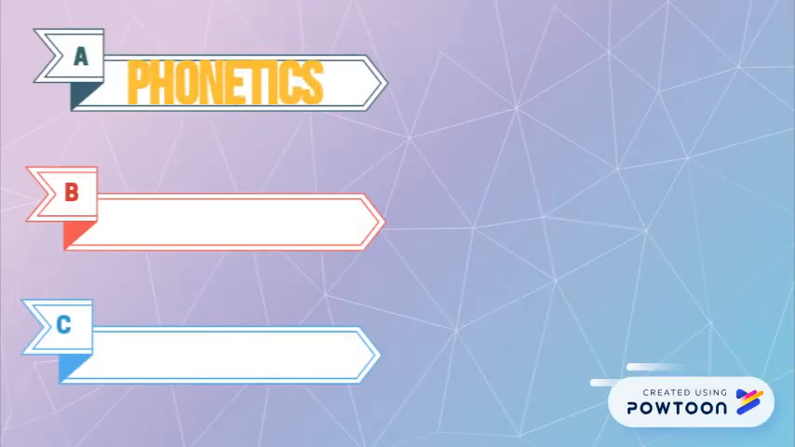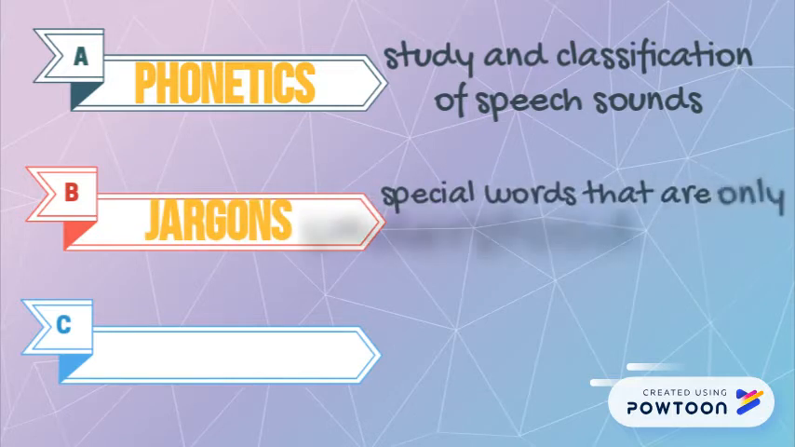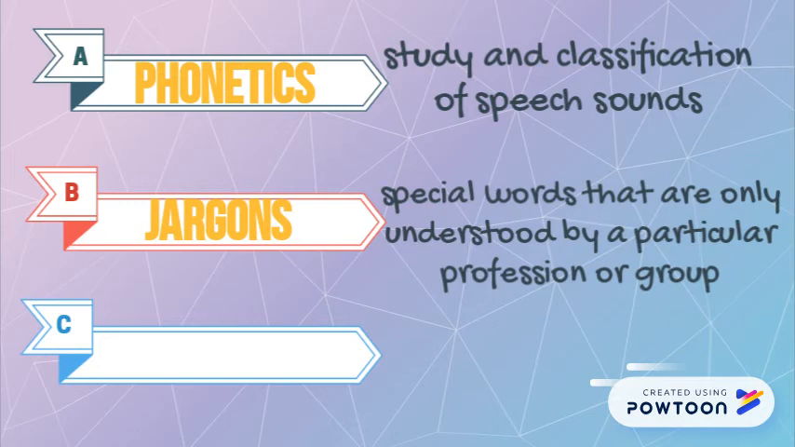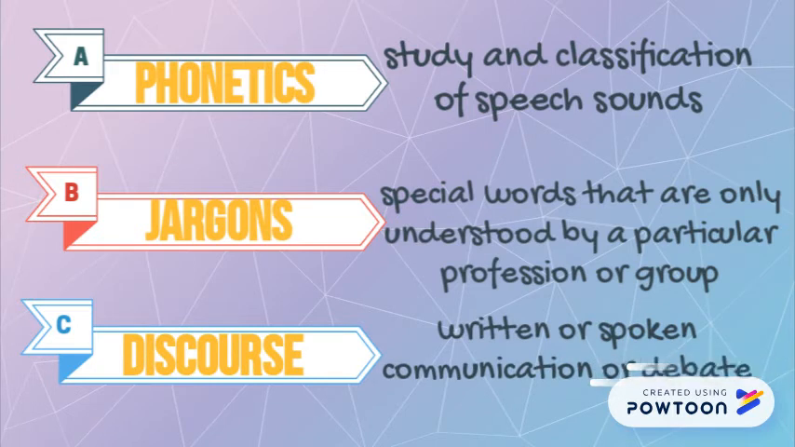In a nutshell, phonetics is the study and classification of speech sounds. Jargons are special words or expressions that are used by a particular profession or group and are difficult for others to understand. For example, flatline, cardiac arrest, tachycardia, bradycardia, etc. are all medical jargons. Lastly, discourse is written or spoken communication or debate.